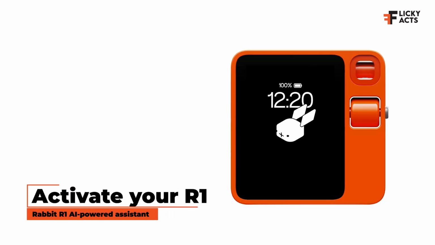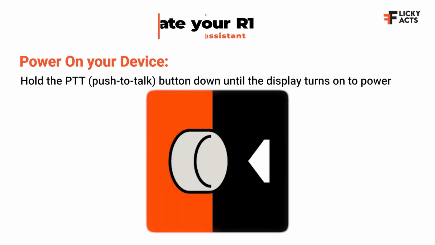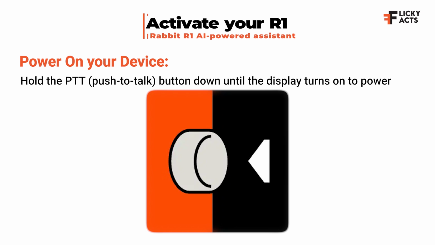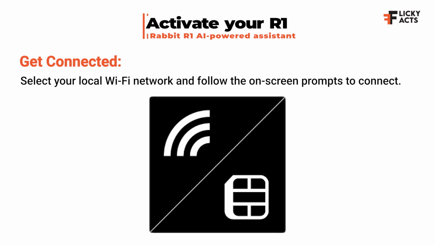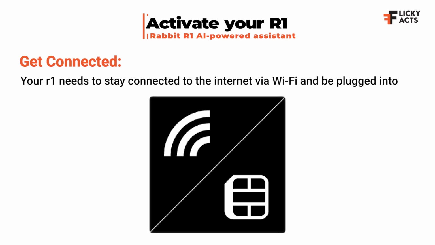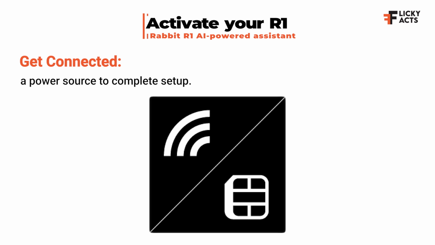Activate your R1. Hold the PTT push to talk button down until the display turns on to power on the device. Select your local Wi-Fi network and follow the on-screen prompts to connect. Your R1 needs to stay connected to the internet via Wi-Fi and be plugged into a power source to complete setup.